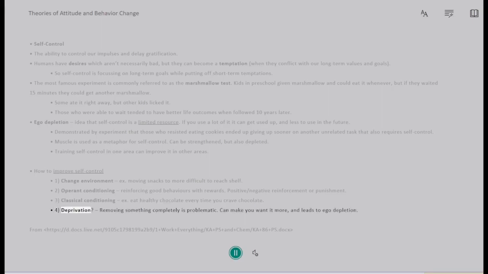4. Deprivation. Removing something completely is problematic. It can make you want it more, and leads to ego depletion.